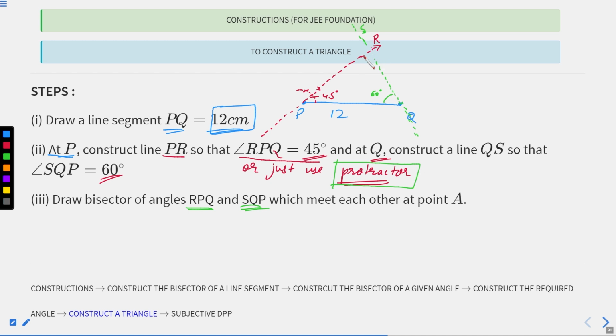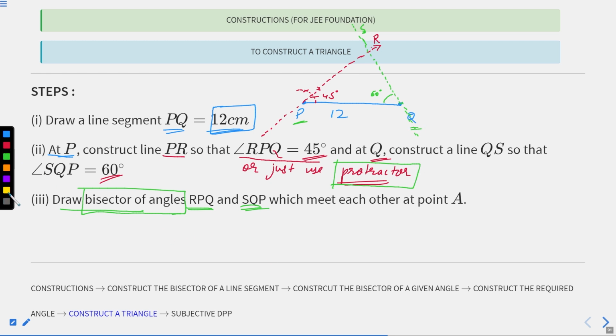In the third step, we draw a bisector of angles. So we are talking about the bisector of angles. Which angles are we talking about? This angle at P, and this angle at Q. So we bisect our angles.